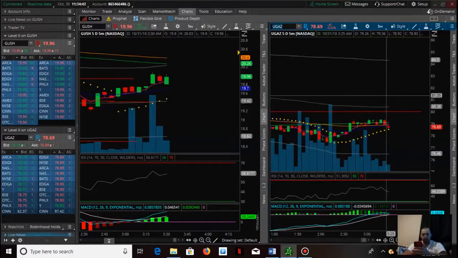Yeah, so Gush has got a lot of potential to hit that $20 mark and keep going up. A lot of potential on Gush there. So on Gush, yeah.